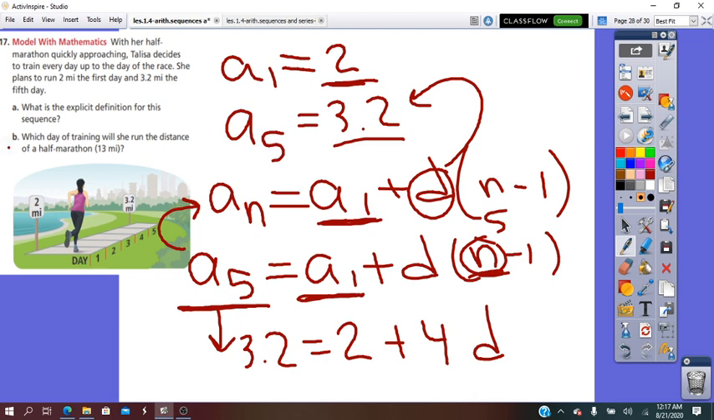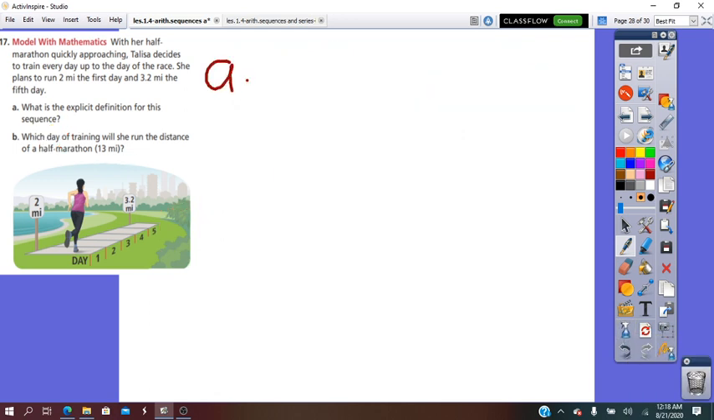Point B. Which day of training? So they are asking us the day. When we write an, the n will represent the day. So which day of training will she run the distance of a half marathon, where the distance is 13 miles? So we are asked to find this day. Then we are going to apply the explicit formula. So we'll write it again.